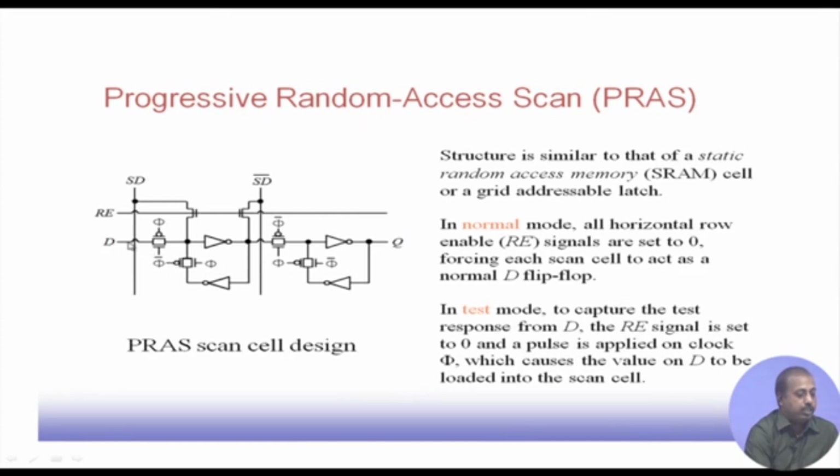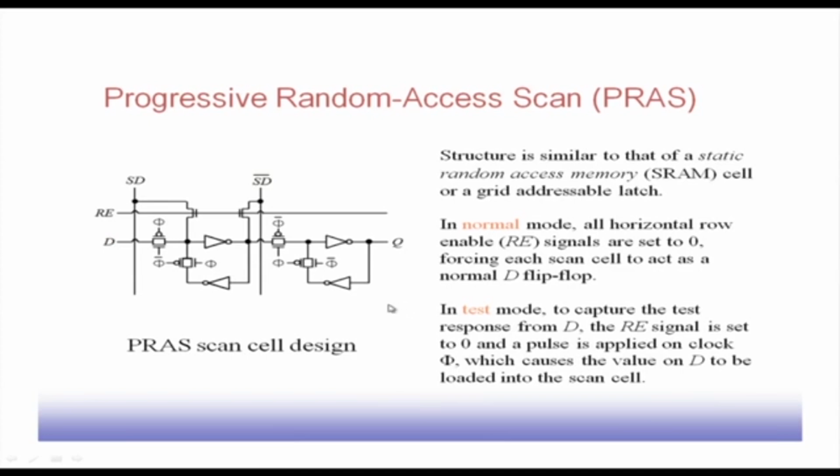So, when the clock is low and phi bar is high, only then can this D come into this. That way we can put this D value onto this flip flop. So, that is actually the capture operation.